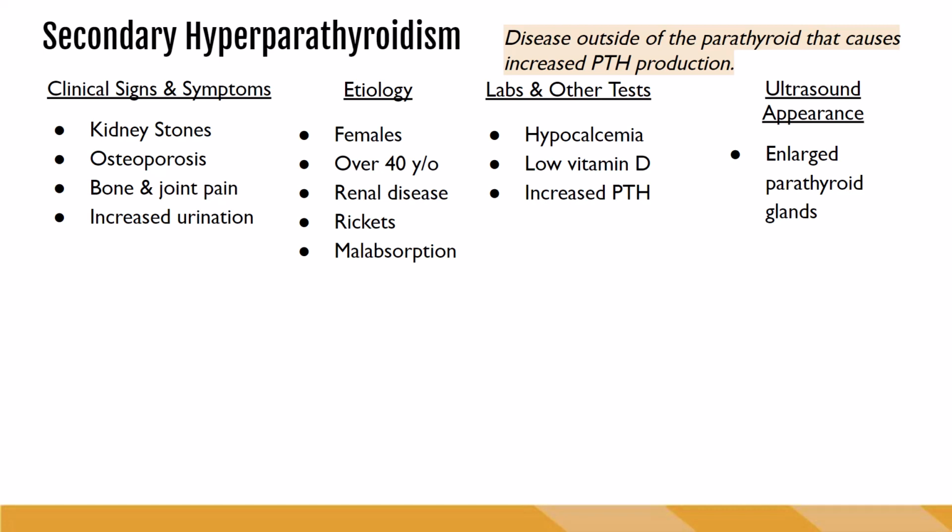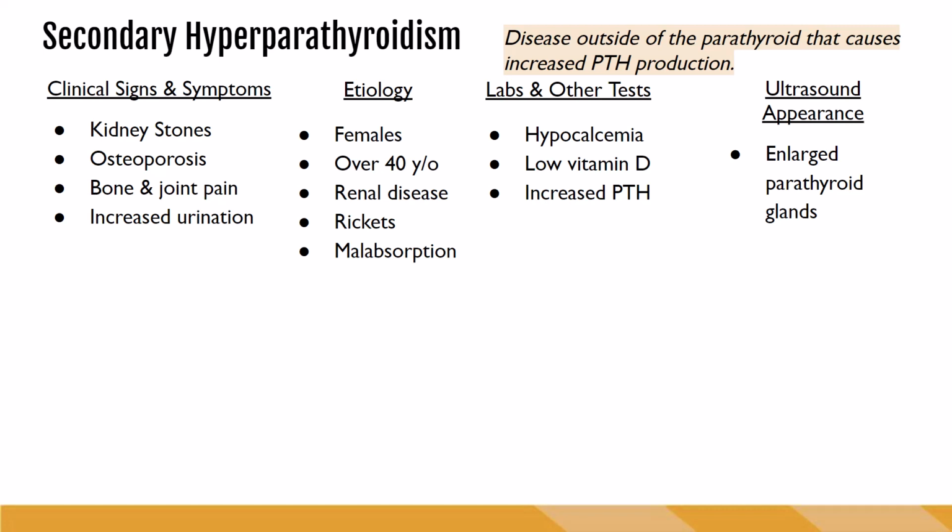So now we've added a few things into our clinical signs and symptoms, etiology, and labs and other tests. Again, this is going to be a disease that's outside of the endocrine parathyroid system, causing the parathyroids to overact. The big one is going to be hypocalcemia or low vitamin D. PTH is activated when there's low calcium in the blood. So PTH is released to increase the calcium that's in the blood, to allow the bones to release calcium, to stop the kidneys from filtering out the calcium, and for the intestines to absorb more calcium via the vitamin D that's released by the kidneys.